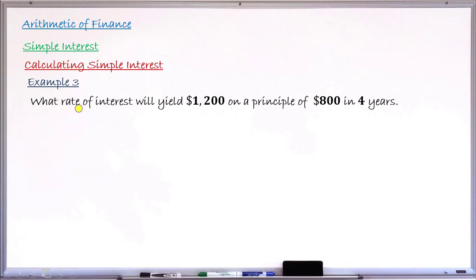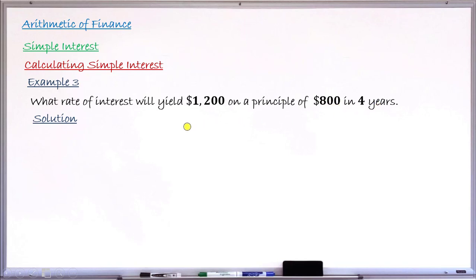Example number 3 says, what rate of interest will yield 1,200 on a principal of $800 in 4 years? So solution to this very problem, if I go back to the question, it says what rate of interest. So there we have to find the rate of interest the bank either charges or offered. The final amount is now this 1,200, and what was deposited or invested initially was this $800. But this happens after 4 years.